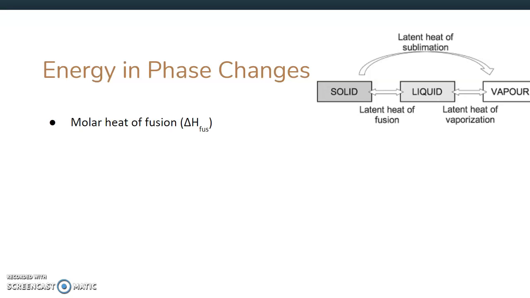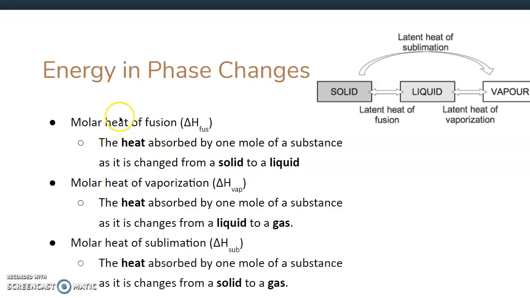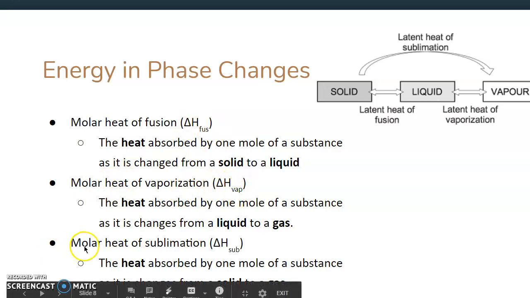So we're going to learn a couple new terms here. This idea is that every time we go through a phase change, it takes energy to change from a liquid to a gas, or a liquid to a solid. Any one of those terms we just learned, it takes energy to go through. So we have 3 terms here. We have the molar heat of fusion, which is shown as delta H fusion, the molar heat of vaporization, delta H vap, and the molar heat of sublimation, delta H sub.